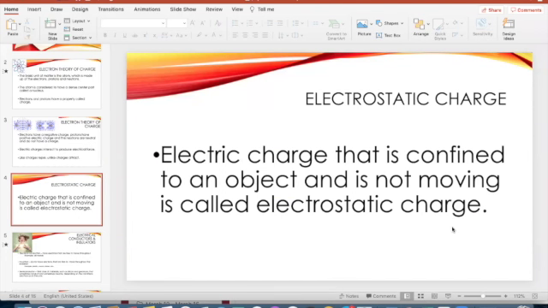All right, so electrostatic charge. This is an electrical charge that's confined to an object and it's not in motion, so it's not moving. That's what static means. It means it's stationary, not in motion. So your electrostatic charge is your electric charge that's confined to an object and it's not in motion.